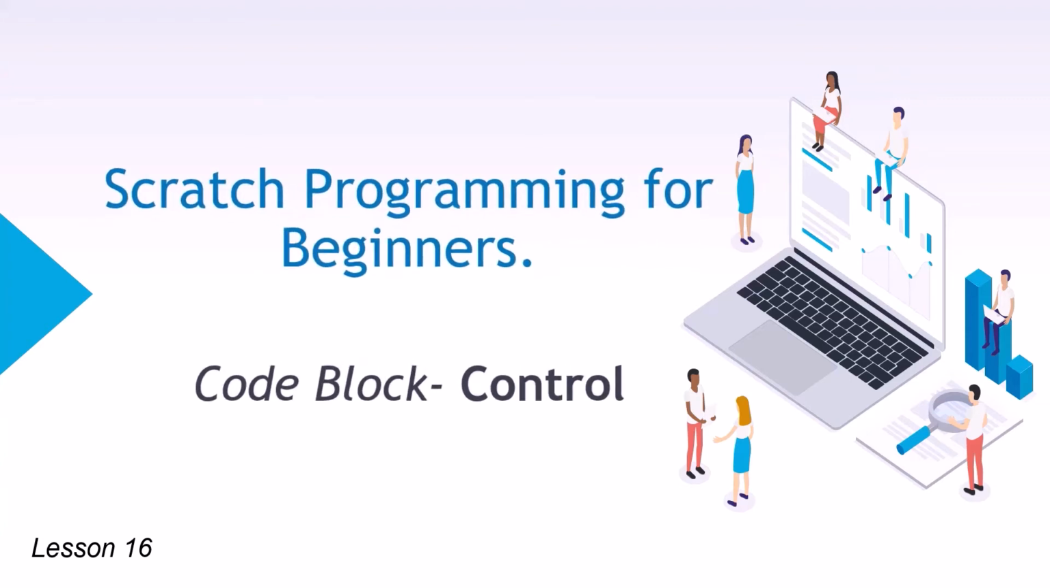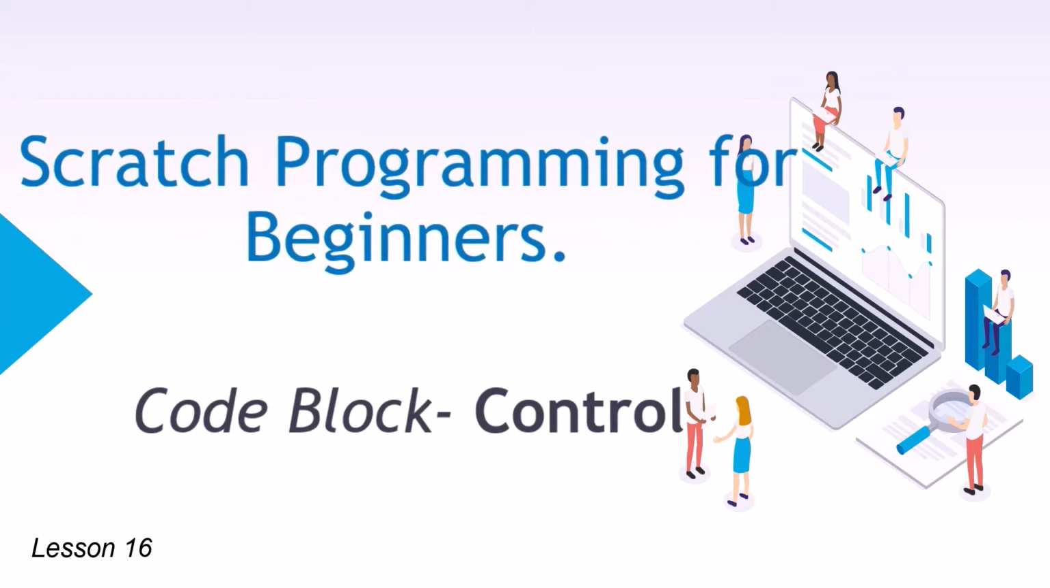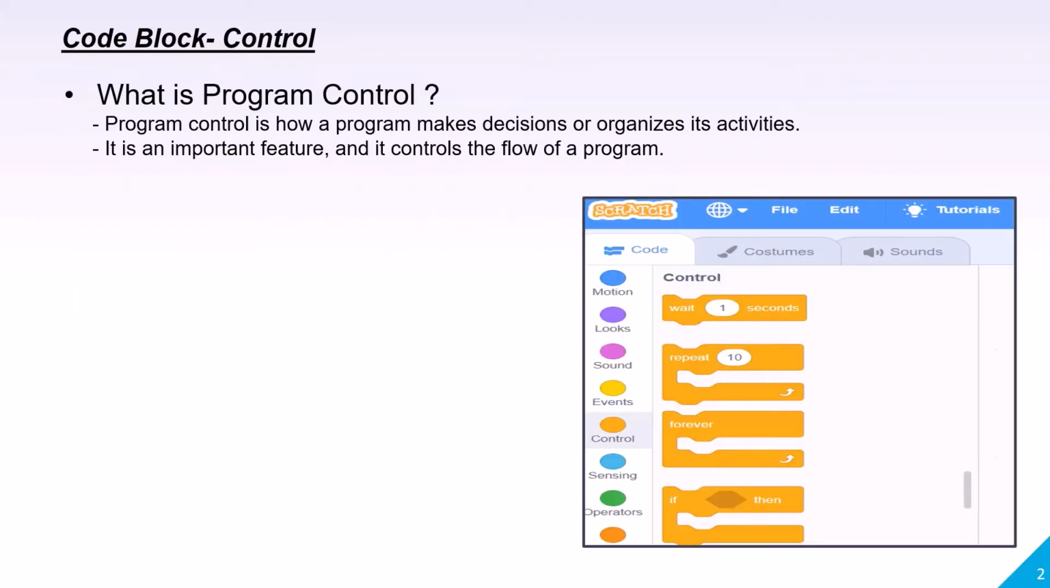Today we'll learn code block control. First we'll learn the concept of control and then we'll go through it in detail. So what is control? Program control is how a program makes decisions or organizes its activities. It is an important feature and it controls the flow of a program.